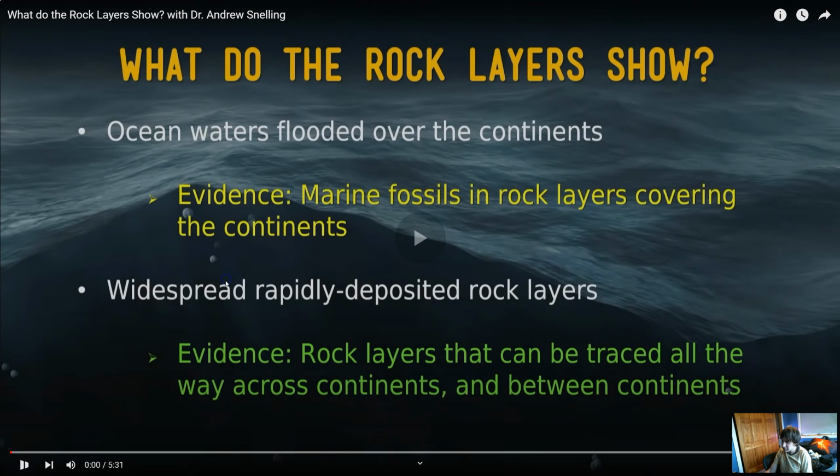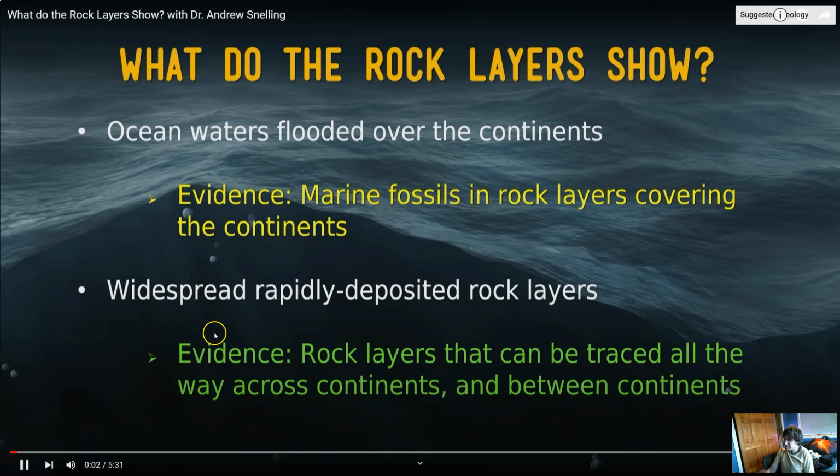Let's start this. Rock layers show? Well, they show that the ocean waters flooded over the continents. How do they know that? Because there are marine fossils in rock layers covering the continents. That's right, marine fossils. Wouldn't you expect, if they were marine creatures that lived in the ocean, they'd be buried in the ocean? Well, why are they buried up on the continents?